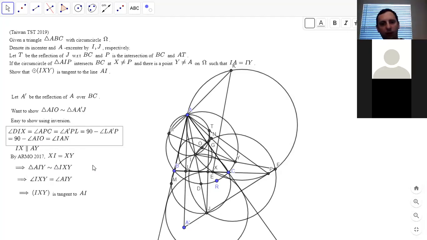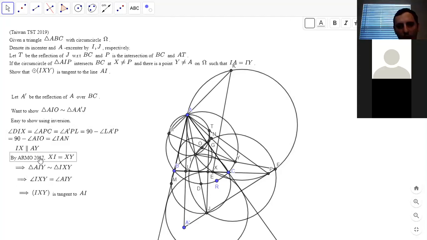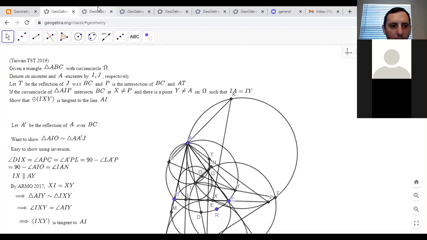So if IX is parallel to AY, okay, all right. So we know IX is parallel to AY, and then if we combine it with this equality, then we get XI is equal to XY. Interesting. All right, thanks. So I will move on to the next problem.